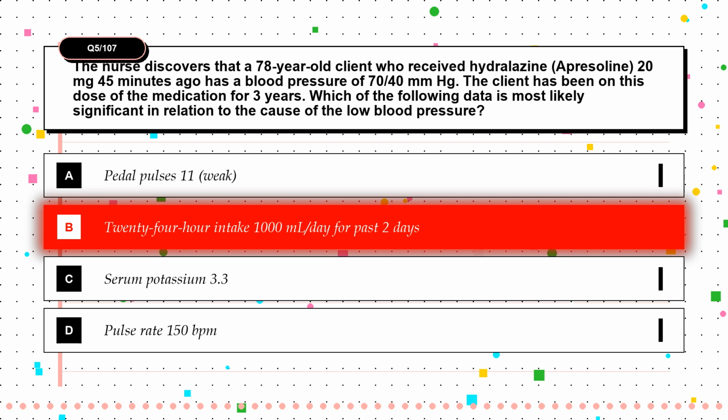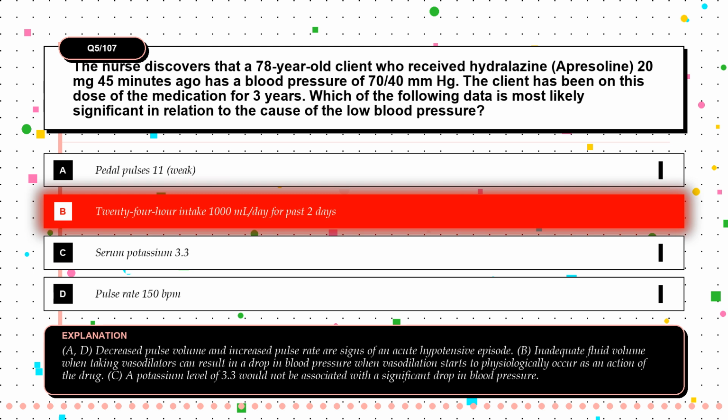The correct answer is option B. 24-hour intake 1000 ml/day for past 2 days. A. Decreased pulse volume and increased pulse rate are signs of an acute hypotensive episode. B. Inadequate fluid volume when taking vasodilators can result in a drop in blood pressure when vasodilation starts to physiologically occur as an action of the drug. C. A potassium level of 3.3 would not be associated with a significant drop in blood pressure.